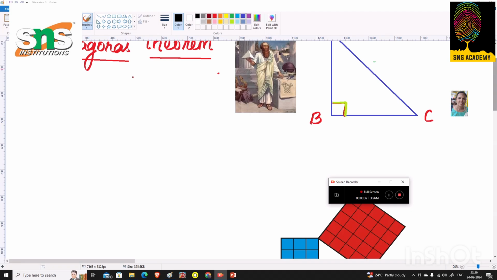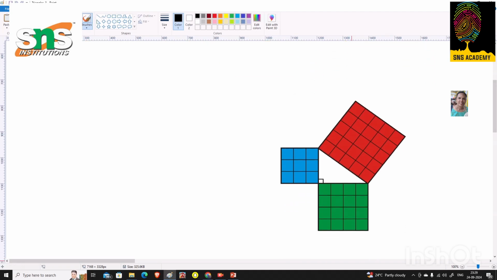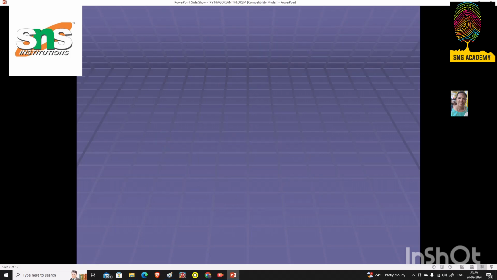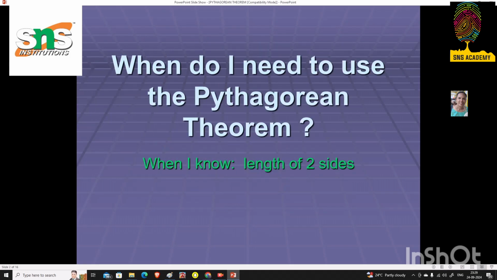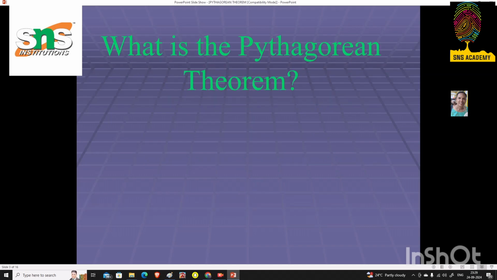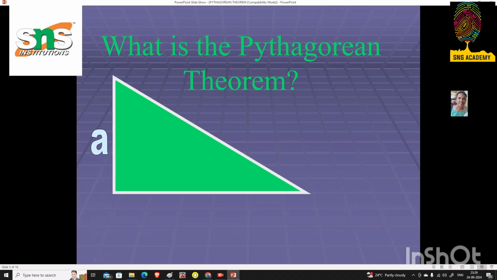Pythagoras theorem is applicable only in a right angle triangle. So he created the tool only for the right angle triangle. When we know two sides of a right angle triangle, then we can find the remaining missing side. So it's applicable only in a right angle triangle.